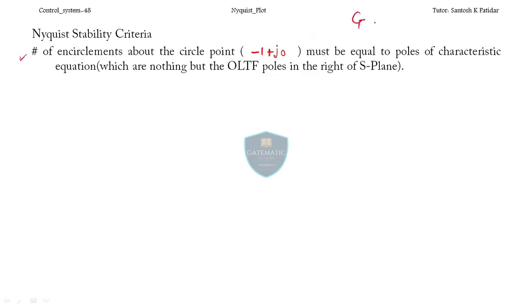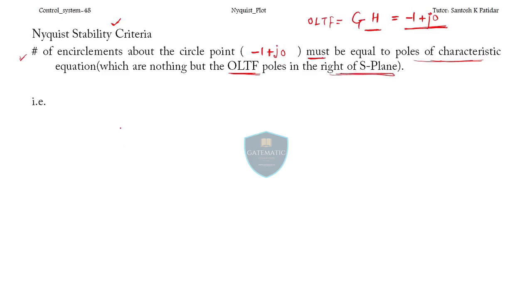Because, as you know, we are dealing with the characteristic equation for stability, and the characteristic equation is nothing but minus 1 plus j0. So now our plane is GH, the open loop transfer function, so the reference point for this is minus 1 plus j0. The number of encirclements about the critical point minus 1 plus j0 must be equal to the poles of the characteristic equation, which are nothing but the open loop transfer function poles in the right of S plane. Indirectly, we already stated this relationship, that these are nothing but the open loop poles in the right of S plane.